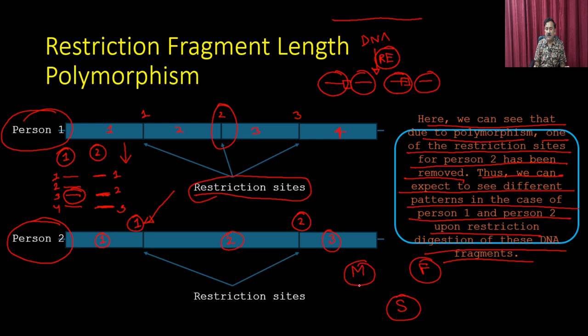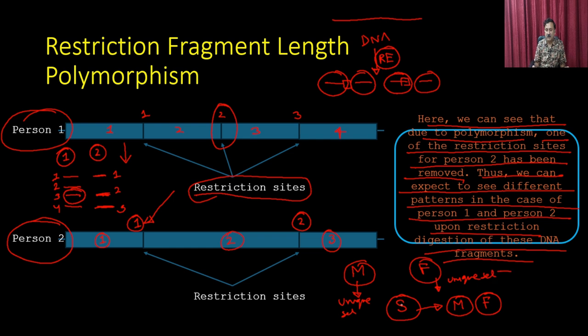And in this case, what will happen is that if you do this, the mother's fragments, father's fragments and the son's fragments. Okay? So, the son will have the fragments which are present in the mother also, and the son will have the fragments which are present in the father also. But the mother will have a unique set, and the father is also going to have a unique set, right.